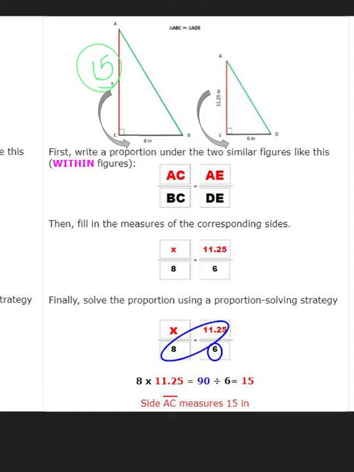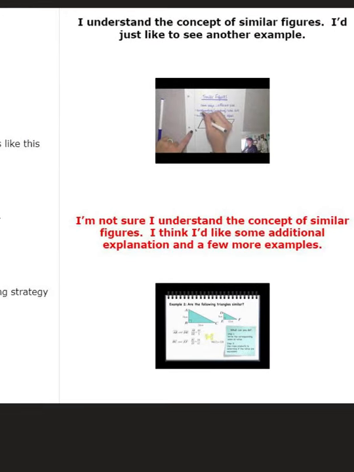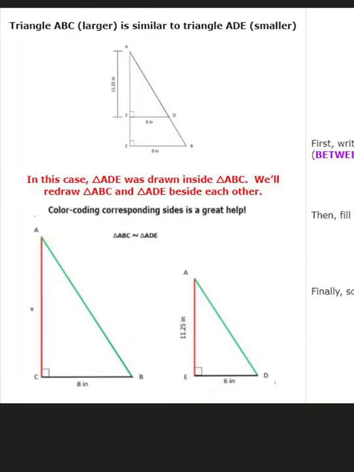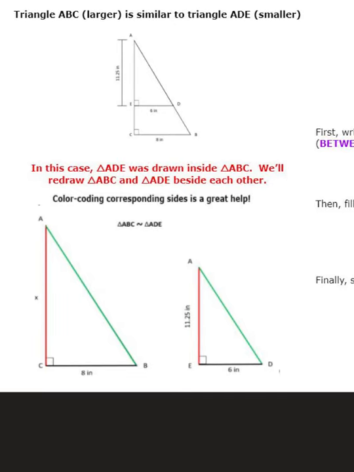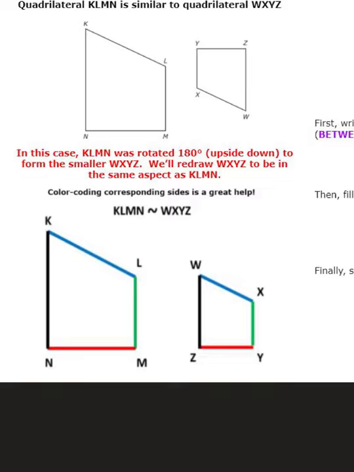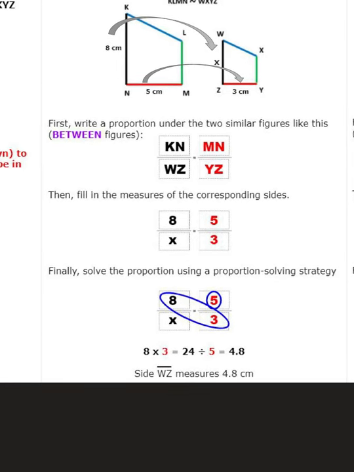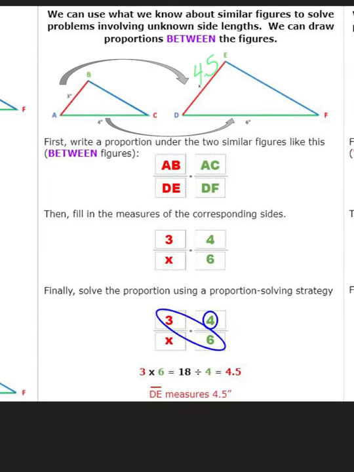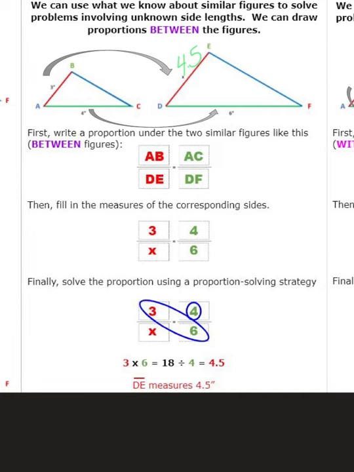Okay? Now there are some videos here at the end for extra examples, but what you need to remember for similar figures, when they are inside of each other, you need to draw them separate and then set up your proportion to find the missing side length. When they are rotated, you want to redraw the figures so they're in the same position. Set up your proportion, making sure you're consistent whether you do it between the figures or within the figures. And, well, if they're in the same position, that's easy. Just make sure you are consistent when you're setting up your proportion to find the missing side length. Good luck with the assignment.